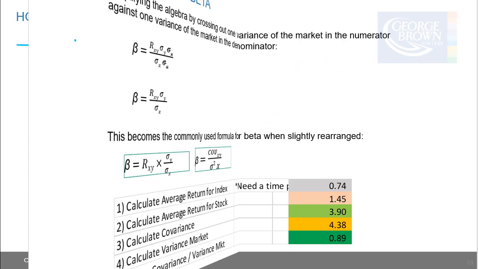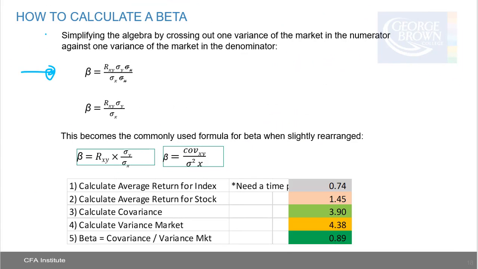So here I am, just the formula from the previous slide, but to save some space, simplifying the algebra by crossing out one standard deviation of the market in the numerator against one in the denominator, we're left with this formula, which is beta equals correlation of x and y times standard deviation of y divided by standard deviation of x. That's a very commonly used formula for beta when it's rearranged. So beta equals correlation of x and y times standard deviation of y divided by the standard deviation of x, and remember x is the market, or we could see beta equals covariance of x and y divided by the variance of x. Okay, so I just went through that step by step.